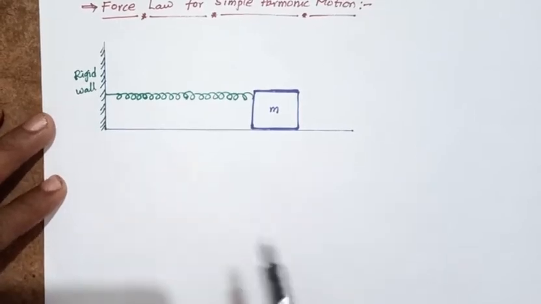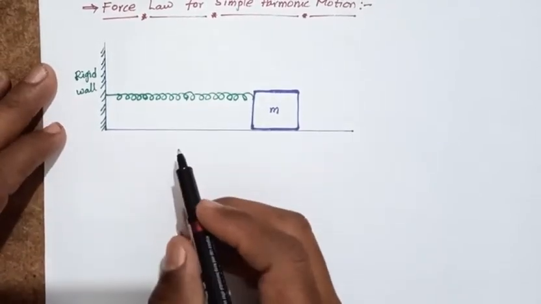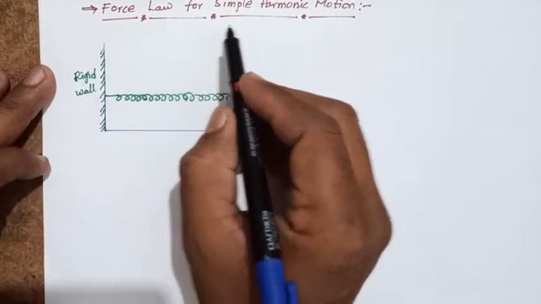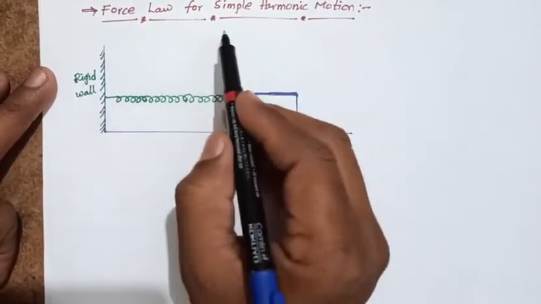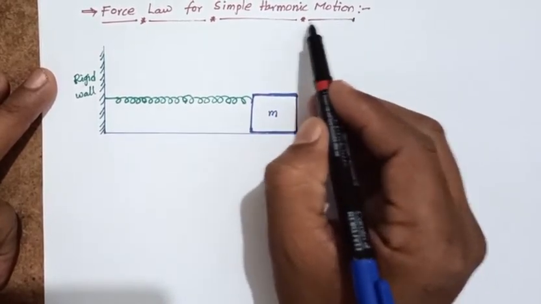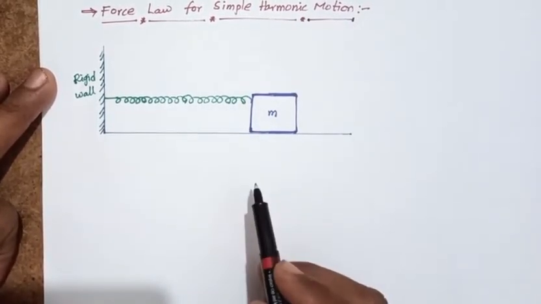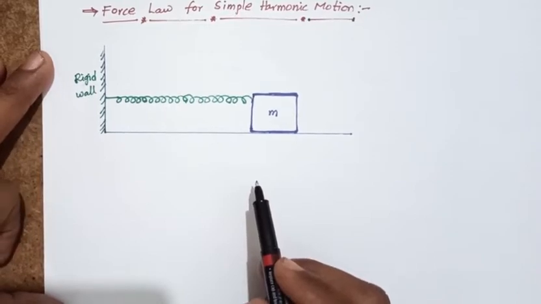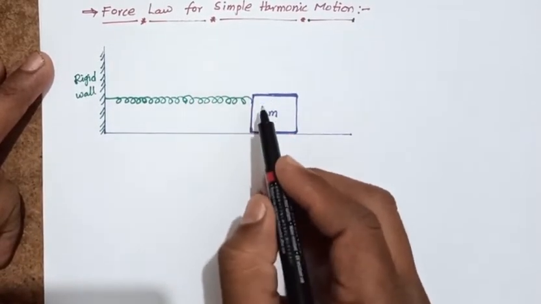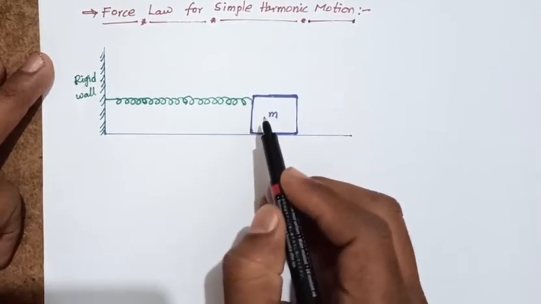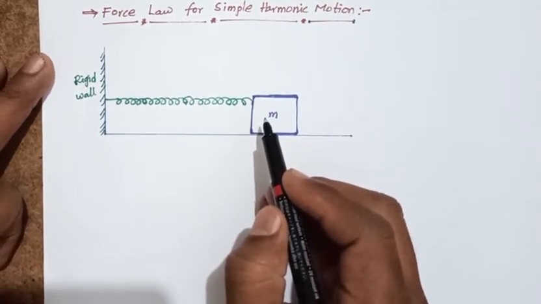Good morning, students. Today we will discuss the force law for simple harmonic motion. Before that, what is simple harmonic motion? A periodic to and fro motion is called simple harmonic motion.